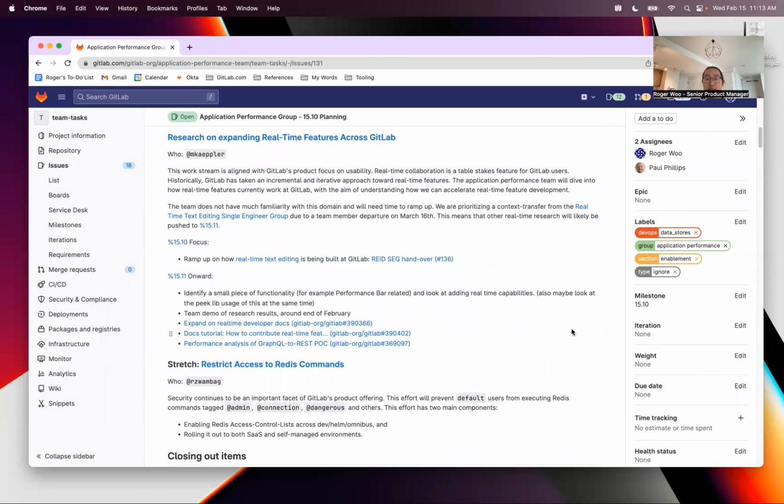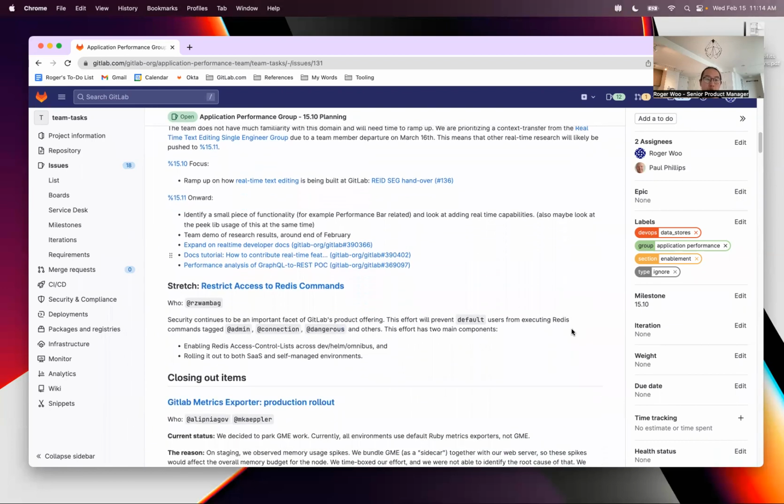We are prioritizing a context transfer from the real-time text editing group due to a team member departure on March 16th. This means that other real-time related research will likely be pushed to 15.11. Our general output from this research is going to be some form of documentation to help people understand both how we are currently approaching this space, what we can do to improve, and how people can contribute.